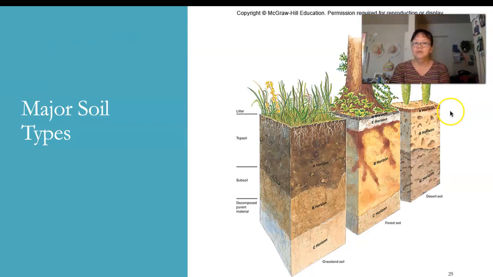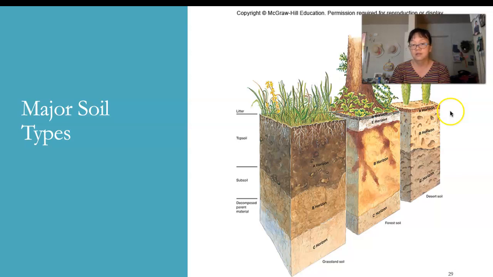I think in North America about 15,000 kinds of soil have been identified. They could be grouped into three big groups, but these three big groups do not include all types of soil, depending on where the soil is and how it's developed. Here it only shows you the forest soil in the middle, the grassland soil on the left, and the desert soil on the right.